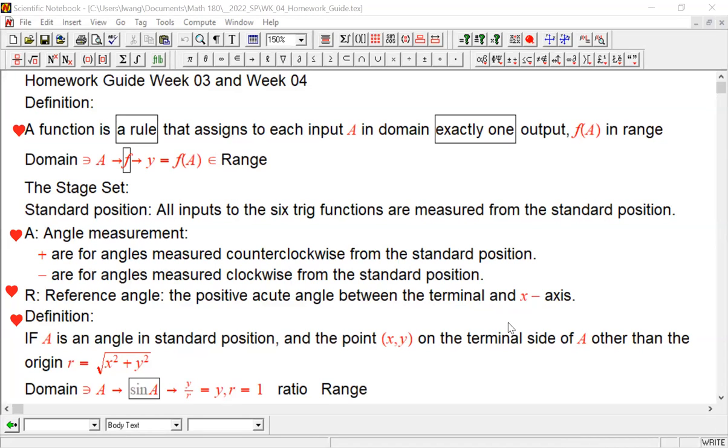So when you're doing your homework, I would like you to reflect on these concepts and think about the definition, how the definition is being used, how the angle is measured, how the reference angle is defined, and how we actually find the reference angle. And of course, we have 6 definitions. On these definitions, the input are the angles. The type of quantity is measured here.